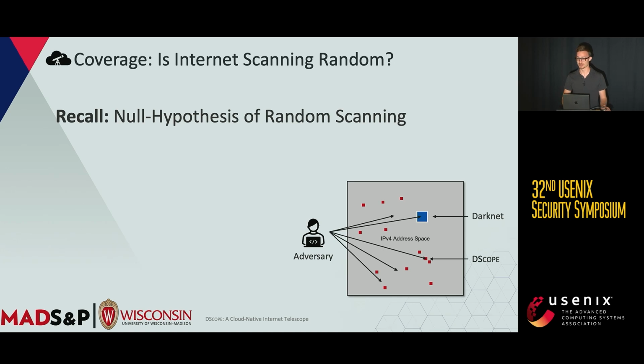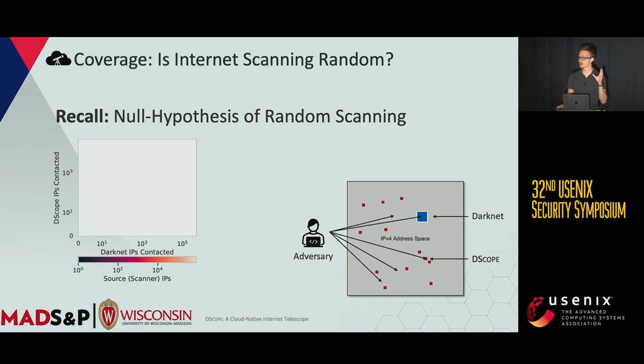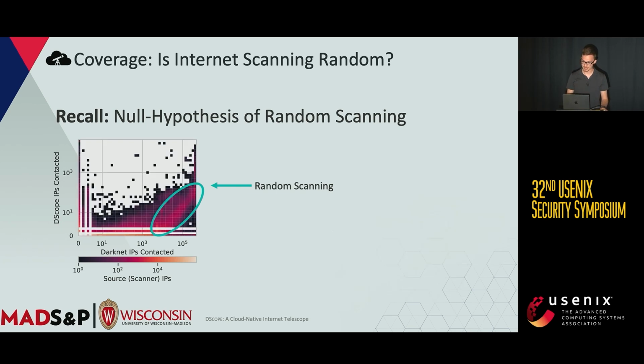Now, to evaluate this, for a given scanner, we can look at the distribution of DScope IPs contacted by the scanner and darknet IPs contacted by the scanner. If scanning is random, we would expect a mass of scanners to occur about here in the histogram, weighted between the 2 telescopes based on their size. And in reality, we do see a mass of scanners in this region, saying that likely random scanning is relatively common. And this is not unexpected.